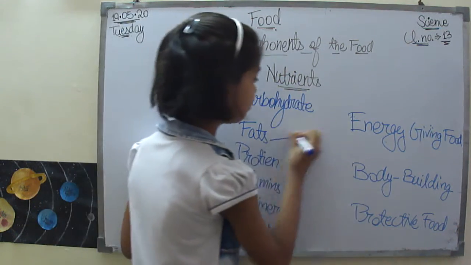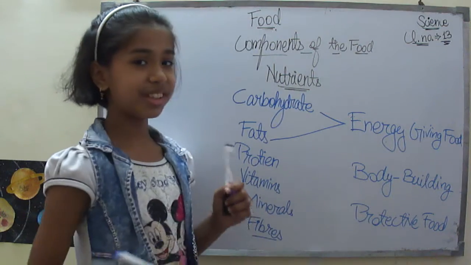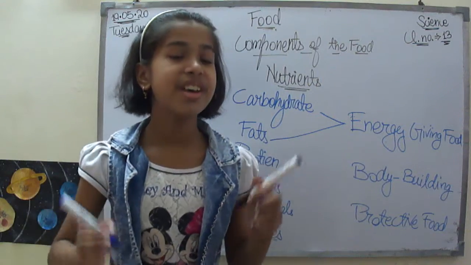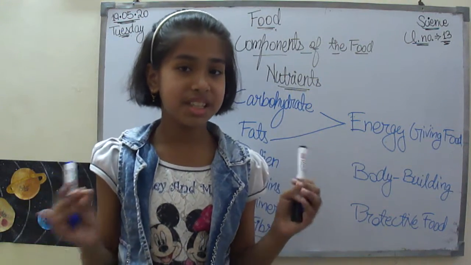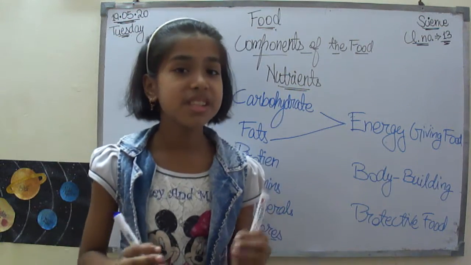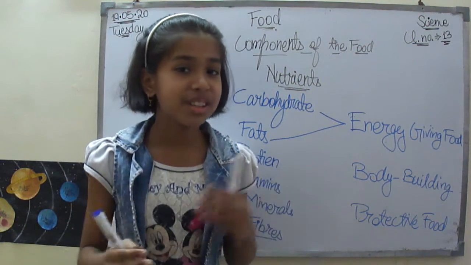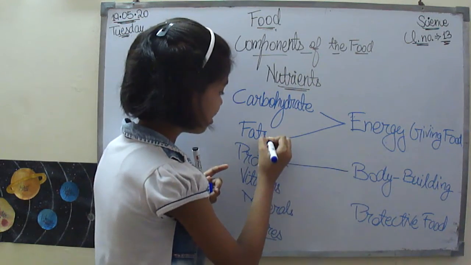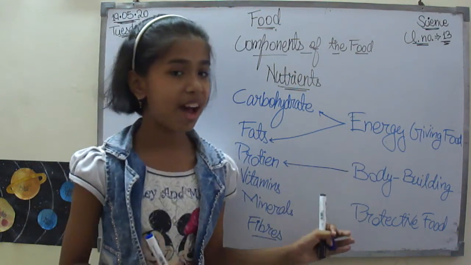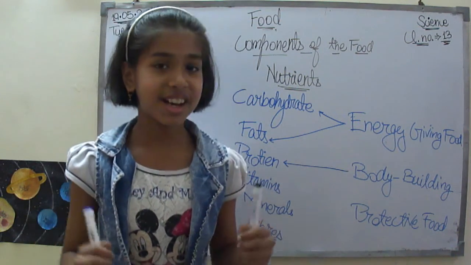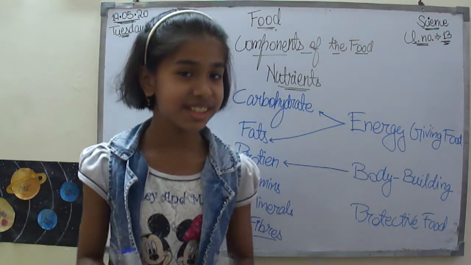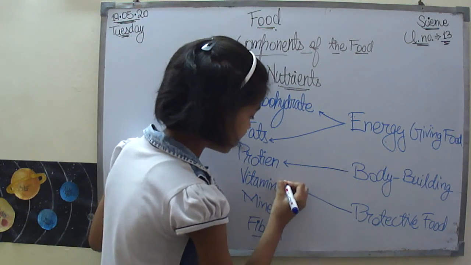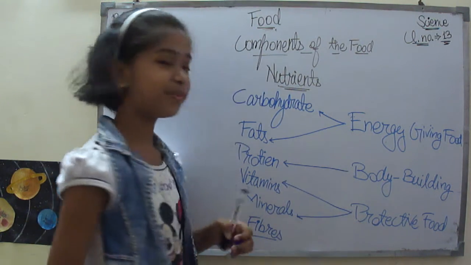So that is fat and carbohydrate. What about the bodybuilding food? This bodybuilding food is the food which maintains our body, and it helps in building our body or in the growth. So this is the protein. Then we have protective food, which protects us from different diseases. That includes the vitamins and the minerals.